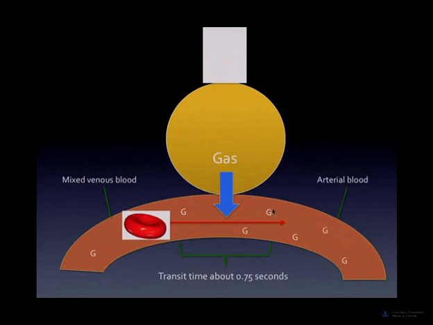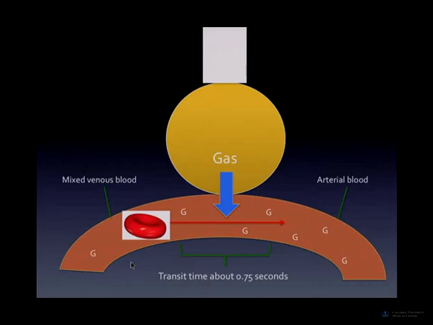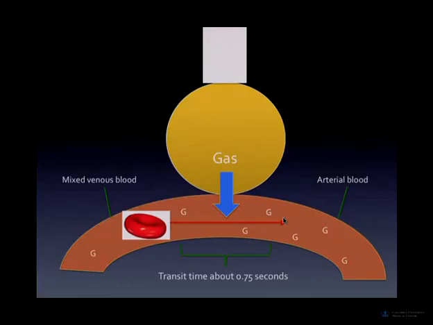The time it takes for a single red blood cell to travel through the whole gas transfer region of the pulmonary capillary is typically about 3/4 of a second in a normal human at rest. So our question is really, how fast does a gas diffusing across this membrane reach its equilibrium point in terms of partial pressure? Does it even do so?